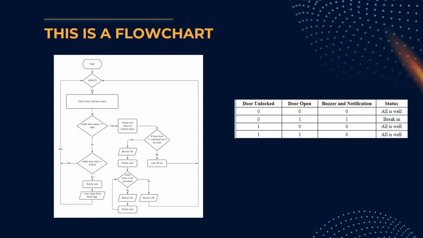But if the user did not unlock the door lock in the last 5 seconds, the buzzer will be triggered and the system will notify the user of a security breach. The buzzer will keep running and the user will keep receiving notifications until the door lock is locked again, to indicate that the user is aware of the security breach. This cycle will repeat forever until deemed unnecessary.